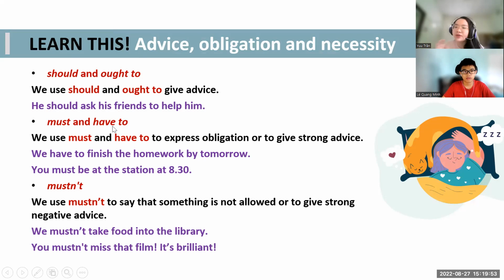Must and have to are used to describe what? Obligation, right. Do you know what obligation is? I know reading English but not in Vietnamese. Obligation means bắt buộc, right? Okay, one more time. Obligation là sự bắt buộc. Okay, obligation là sự bắt buộc.